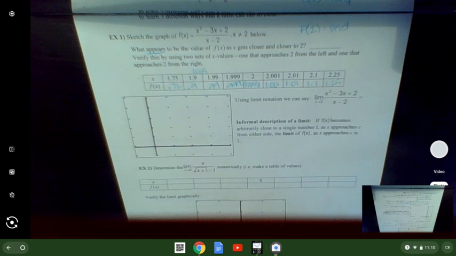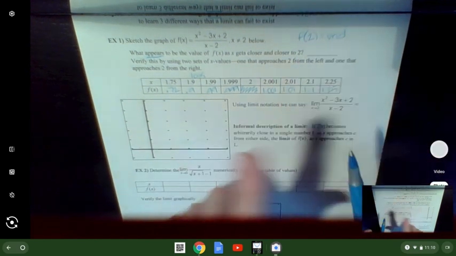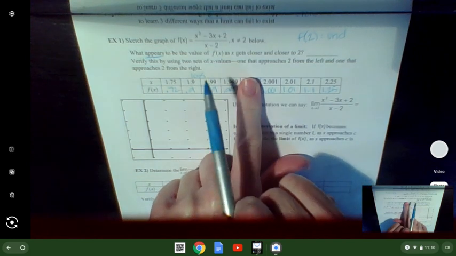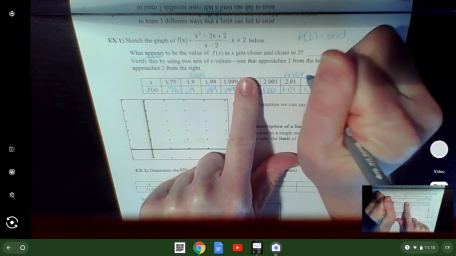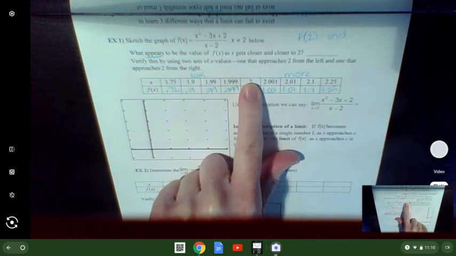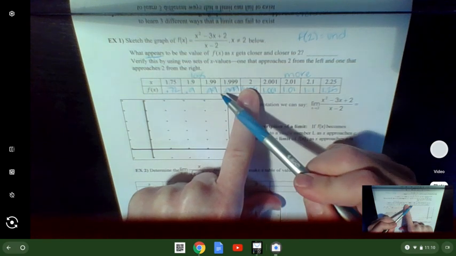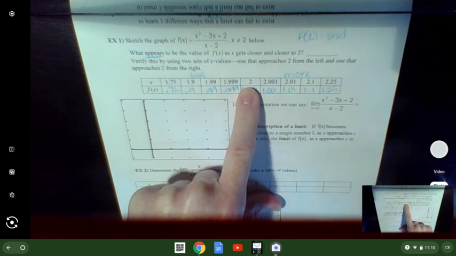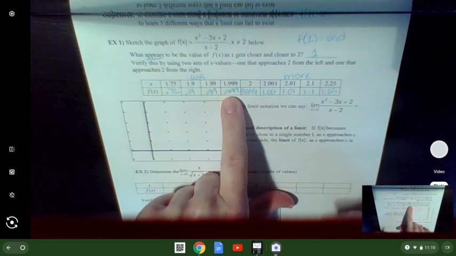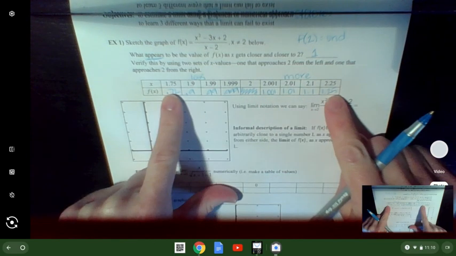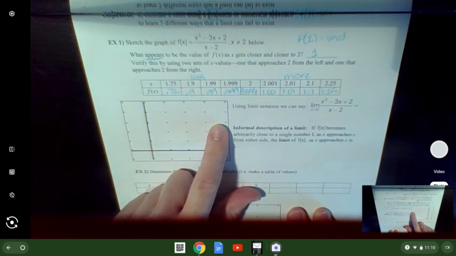And again, limits are not asking what is happening at 2. I already know nothing is happening at 2. But if I had to guess based on what happened before and what happened after 2, a limit is asking the question, what would you expect to be happening at 2? Well, based on this, I would expect to see the number 1 at 2. 0.999 and 1.001. It looks like everything is building up so that I should have the number 1 in here.